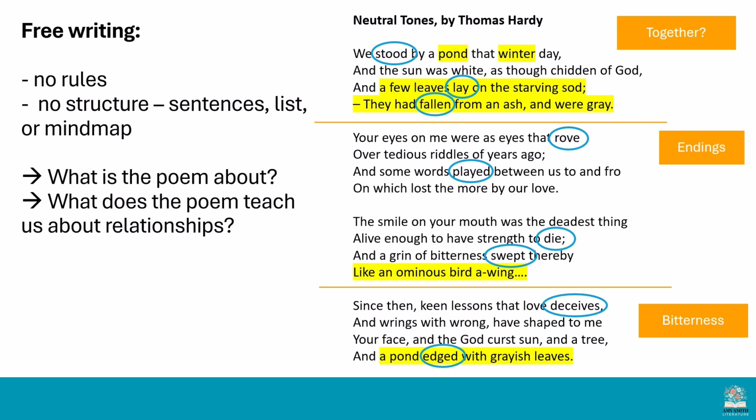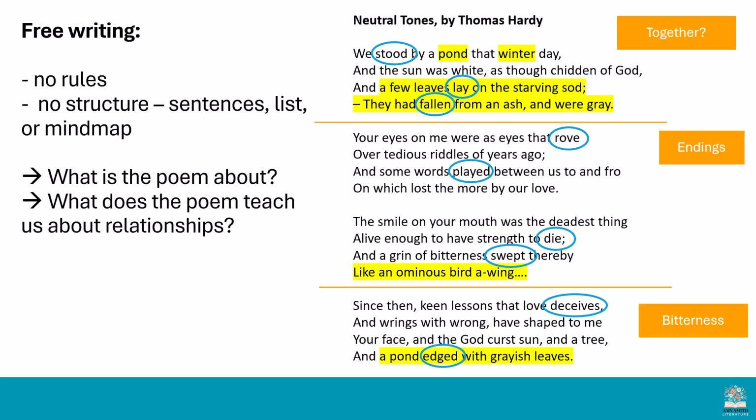Right, we've talked about a lot of things, and you've probably annotated a lot of things in your anthology. So I want you to do a bit of consolidation now. Take 5 minutes to do this, and you're going to do some free writing. There are no rules to free writing, so it's not a PEE paragraph, it's not an essay. It's just a chance for you to process your thoughts and to get your ideas down onto paper. So there's no particular structure. You can use sentences, you could write it in a list, you could mind map it, whatever comes easiest to you. And I've got 2 questions to help you with this.